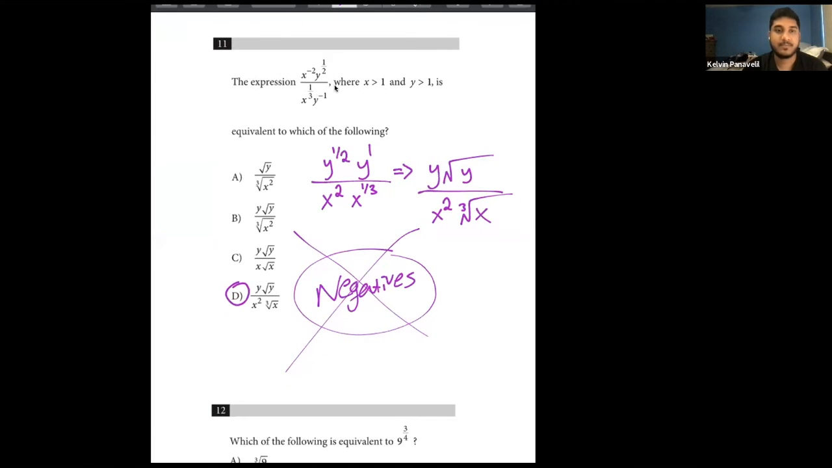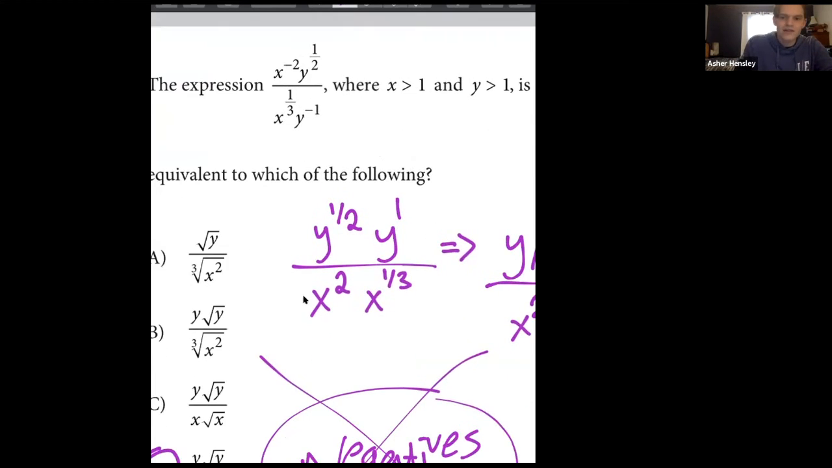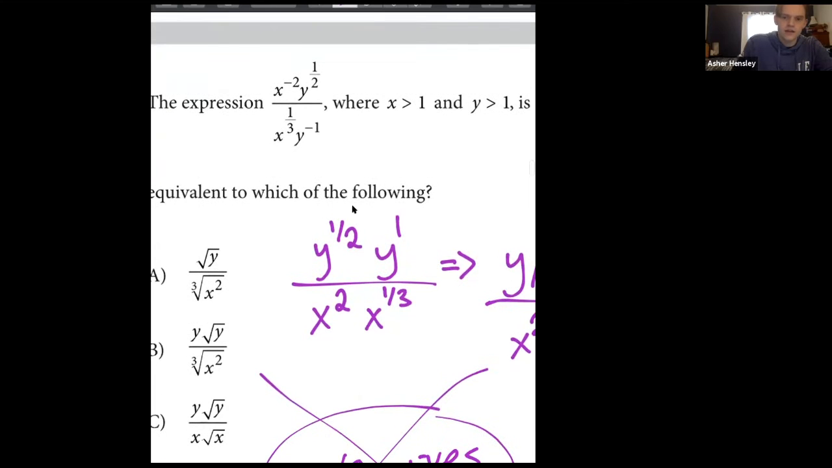All right. And just to reiterate, whenever you have a negative, that just means switch the spot. If we have -2, we're going to switch it to the denominator. If we have -1, we're going to switch it to the numerator. And once we switch it, it becomes positive. That's all the negative means: it's in the wrong spot. So this is -2, that's why there's x squared on the bottom. This -1, that's why there's y to the 1 on top.